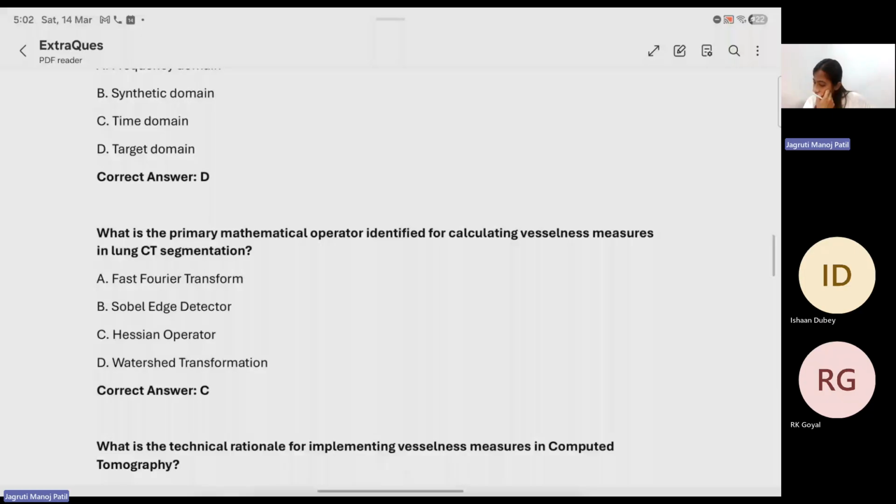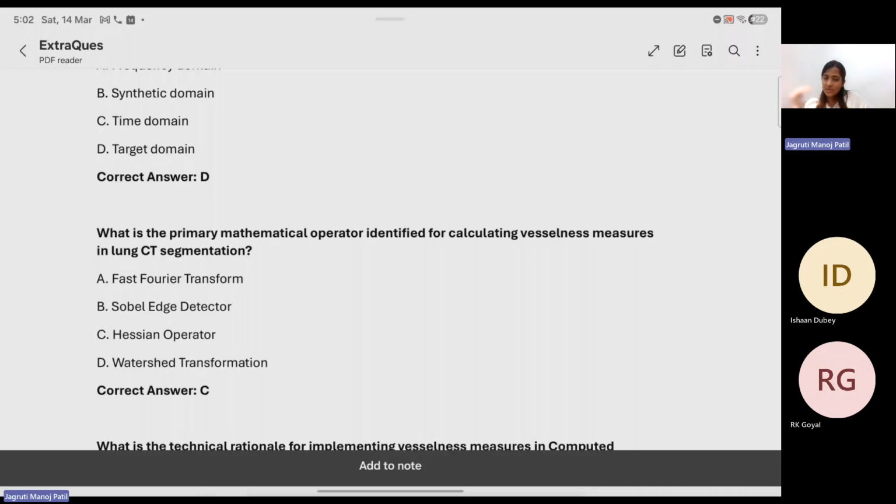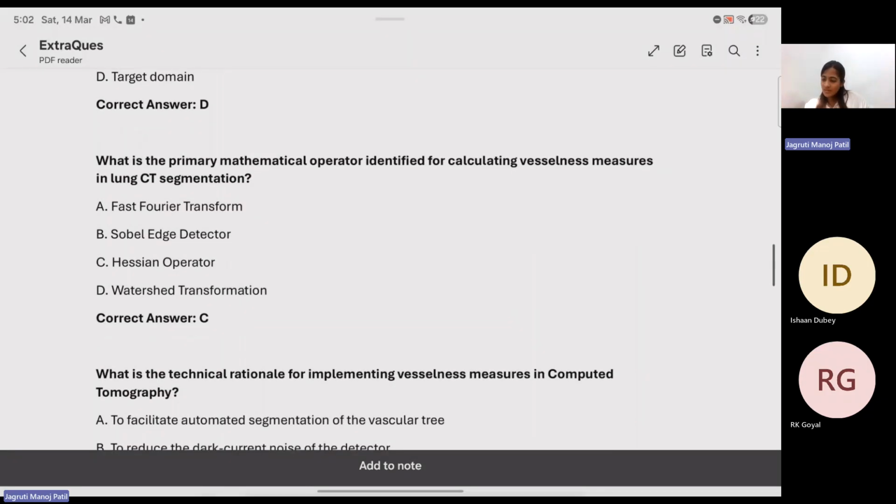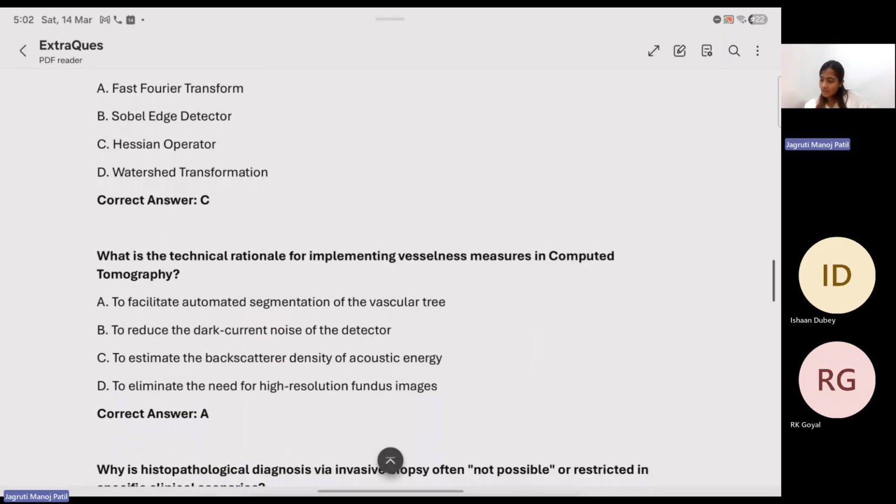I like this one, the operator. In this case, what they might do is confuse the Hessian matrix with the Hessian operator. A matrix is something where you're looking at diagonal eigenvalues, whereas an operator is nothing but multiple orders of Gaussian filters being combined together. So whenever you're looking at lung CT segmentation, and not retinal images, it's always Hessian that we're looking at, because the other ones are frequency based, and this is the one in the analytical domain.